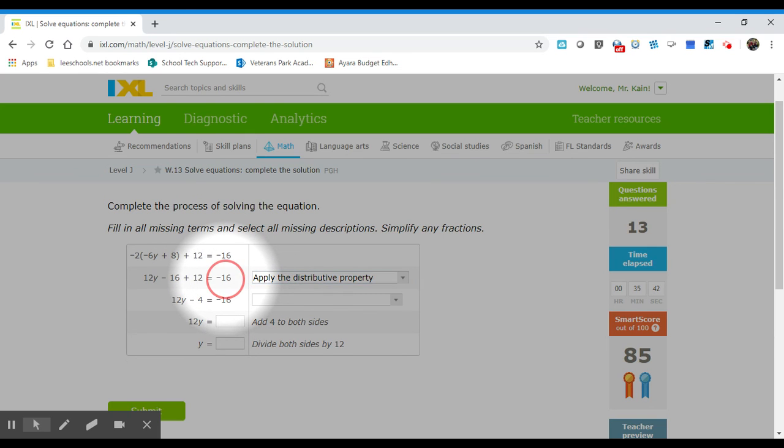Now let's look over here again. Again, negative 16 are the same. That means something happened only to the left. The 12y is the same. And so it looks like they combined like terms. Okay, then it tells us that on this side, to get rid of the negative 4 to get 12y, they added 4 to both sides. So negative 16 plus 4 is negative 12. And then if we divide both sides by 12, which is what we would do in algebra to get rid of that 12, we're going to get negative 1.